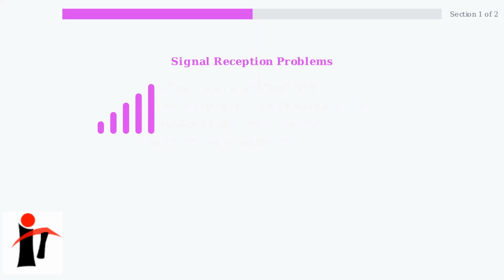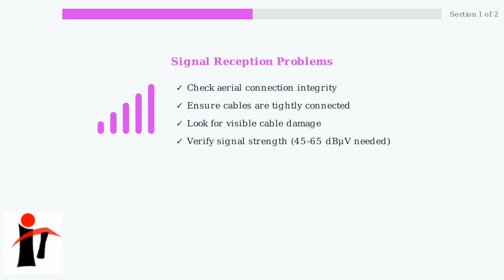Signal reception problems affect 23% of issues. Check your aerial connection integrity, ensure all cables are tightly connected, look for visible damage, and verify signal strength is between 45 and 65 decibels.